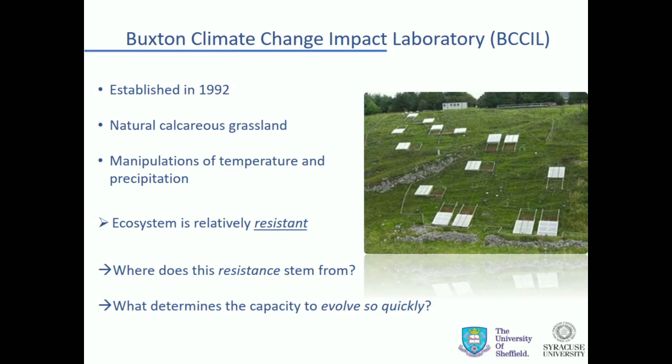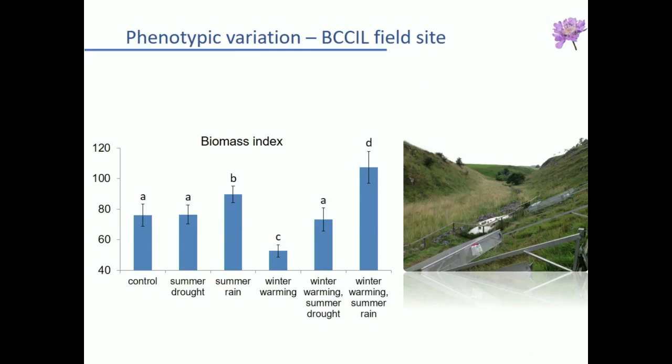This raises the question, how does this come? Where does this resistance stem from? What determines the capacity for this community, these plant species, to evolve so quickly? Scabiosa columbaria is one of the plant species which occurs quite abundantly in all plots and has shown great resistance to these climate change treatments. But although it is everywhere still after more than 20 years, there has been strong phenotypic differentiation in response to the different climate change treatments.